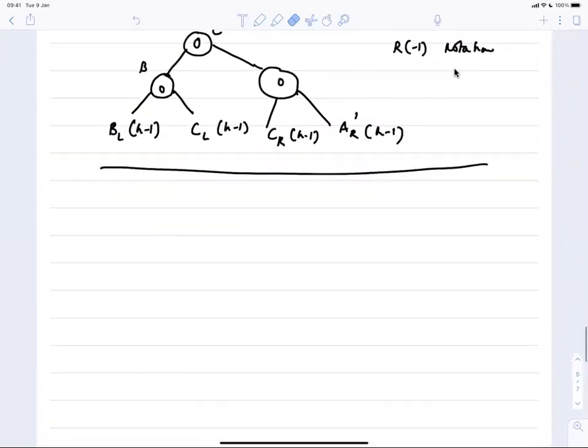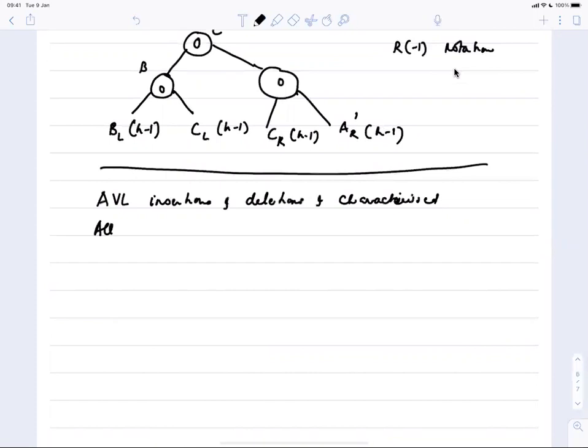So far, we have talked about AVL insertions and deletions, and characterized them. Okay. But we still have not proved whether all this effort is really required.